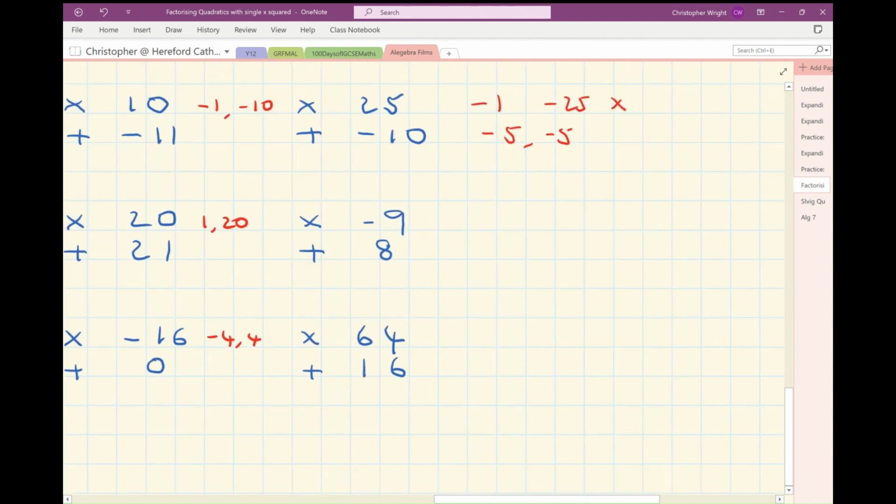Multiply to minus 9 and add to 8. So they've got to be one positive, one negative. Okay. So it could be minus 3 and 3. But that doesn't add to 8. Wait a minute, it's 1 and 9 again, isn't it? It's going to have to be minus 1 and plus 9, because then they would add up to 8. Multiply to 64. Well, 8 8s are 64. Let's try that. Yes, 8 8s are 64, and they add to 16.